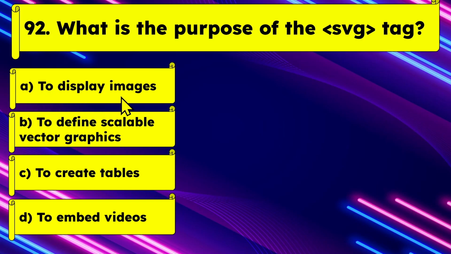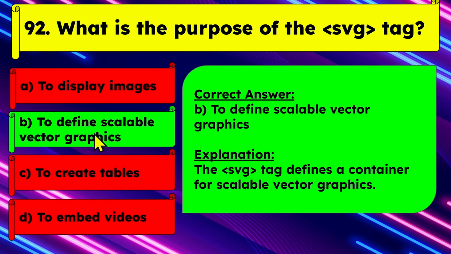Next question is, what is the purpose of the SVG tag? Option A, to display images. Option B, to define scalable vector graphics. Option C is to create tables, or option D, to embed videos. So here the correct answer will be option B, to define scalable vector graphics. As you can see, the SVG tag defines a container for scalable vector graphics.